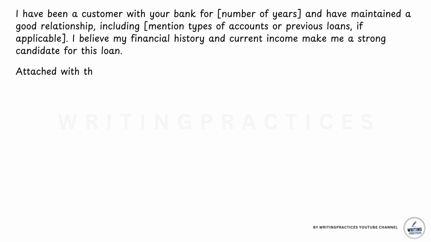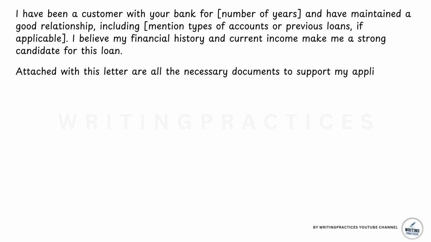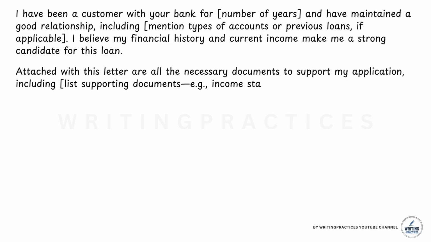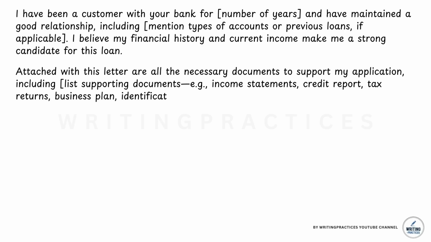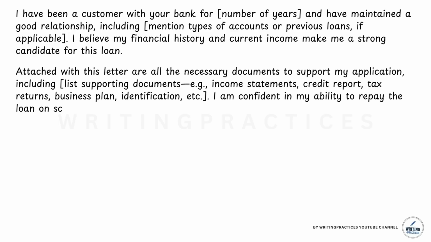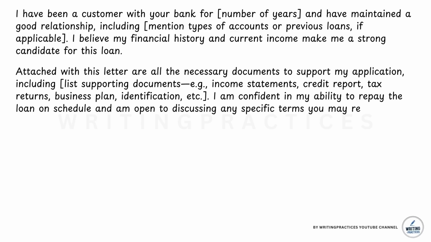Third paragraph, list supporting documents and express willingness to comply. In this section, you mention that you've included supporting documents. This shows that you're organized and serious about the application. Here's a good example: "Attached with this letter are all the necessary documents to support my application, including income statements, recent tax returns, a copy of my credit report, and personal identification." You also want to express that you're confident about repaying the loan and are open to any terms they might set. For instance, "I am confident in my ability to repay the loan on schedule and am open to discussing any specific terms you may require." This strikes a good balance between professionalism and cooperation.